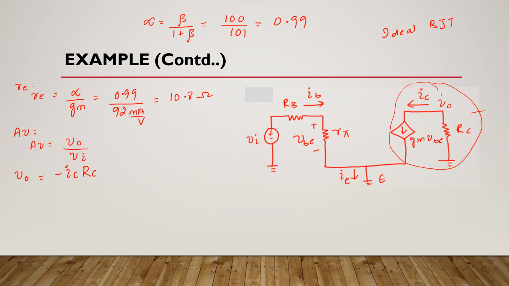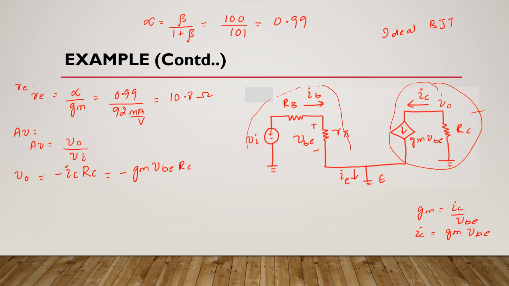Now we know that transconductance is equal to IC divided by VBE. It means IC is equal to GMVBE. So we put this value of IC here. We get minus GMVBE times RC. Now we know the value of this transconductance, we know the value of RC, but we don't know the value of this VBE. We know that VBE is here in this region.